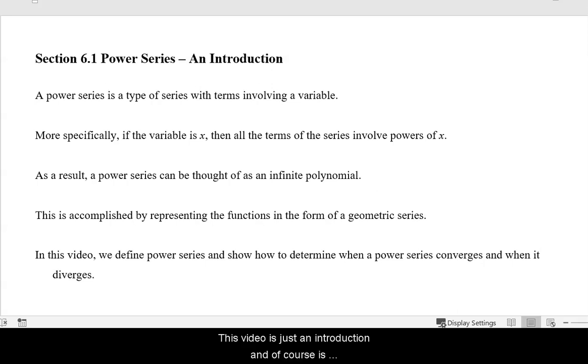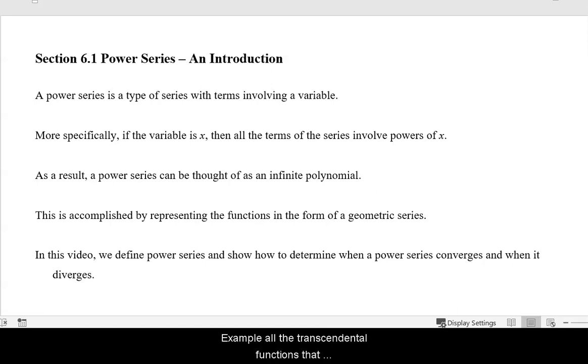This video is just an introduction and of course is based on the OpenStax Calculus Textbook Volume 2, Section 6.1. I'm going to break this section into two videos. The first just introducing a power series and looking at the radius and interval of convergence. In the second video for this section, I'm going to take a look at representing various functions with which you're already familiar, but representing them as power series.